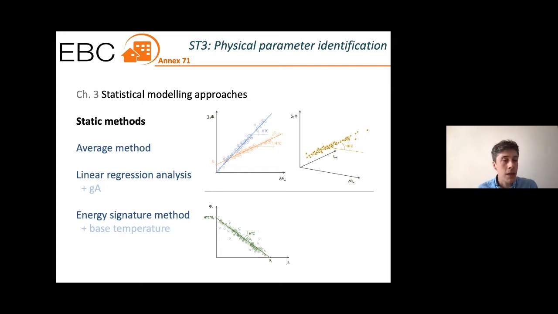The second method is a linear regression analysis, where we fit a linear line through the points, and it allows us to estimate not only the heat transfer coefficient, but also the solar aperture.